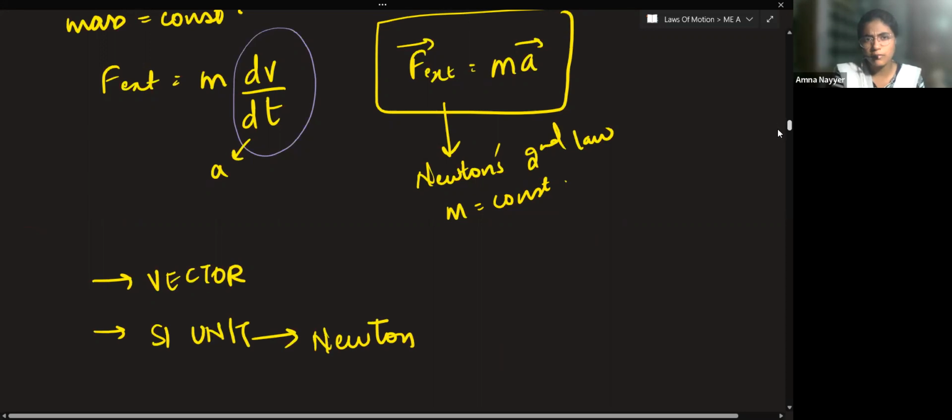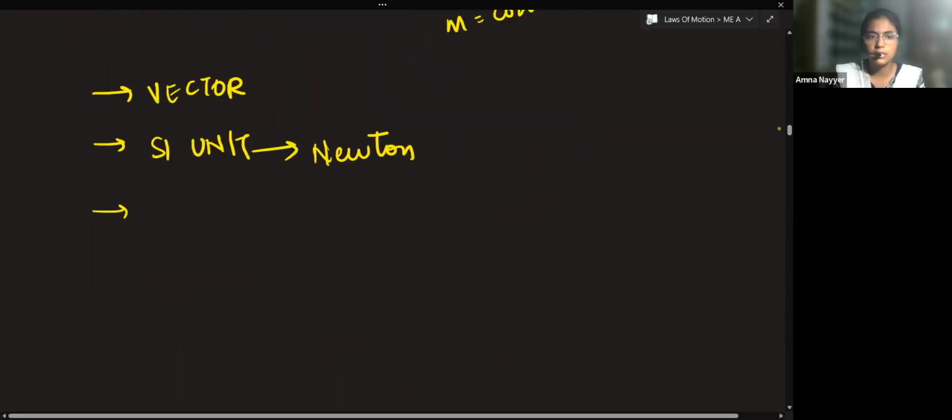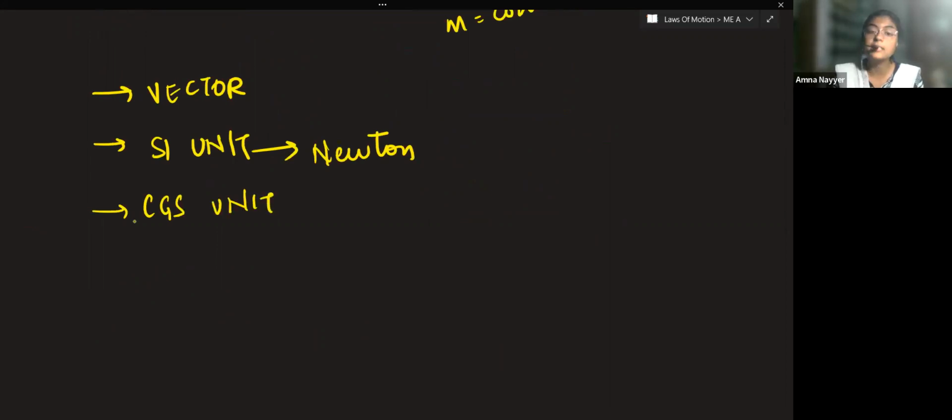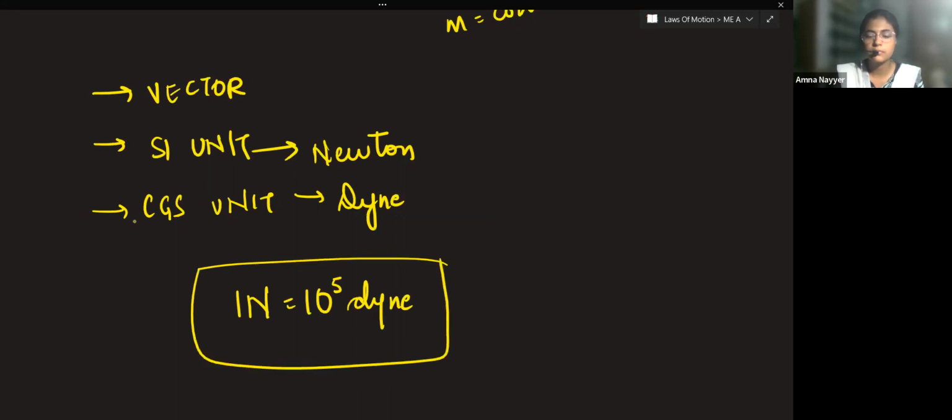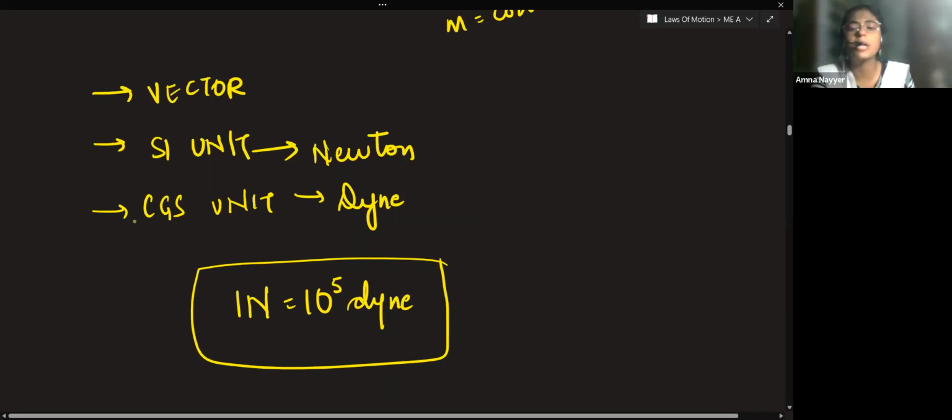One thing you have to remember, that is CGS unit. Mostly everything was given in SI unit and the answers also have to be written in SI unit. CGS unit is dyne. But if you have to convert CGS unit into SI unit, or in any of the calculations you wish to change Newton into dyne, there is one relation. 1 Newton is equal to 10 to the power 5 dyne. So if any conversions are involved, you can use this.